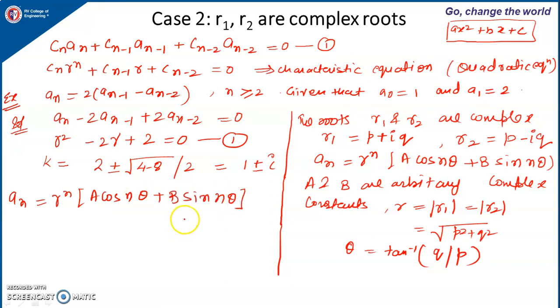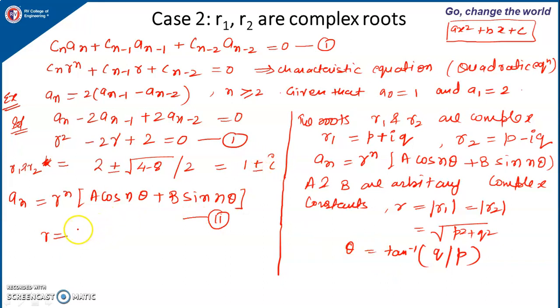Okay, and this is, suppose, equation 2. Now we need to find the value of r and theta. So r will be the square root of p square plus q square. Here the roots, we'll say, are r1 and r2. These are the roots r1 and r2, and r is the square root of p square plus q square. So what is p square plus q square? It will be 1 plus 1.